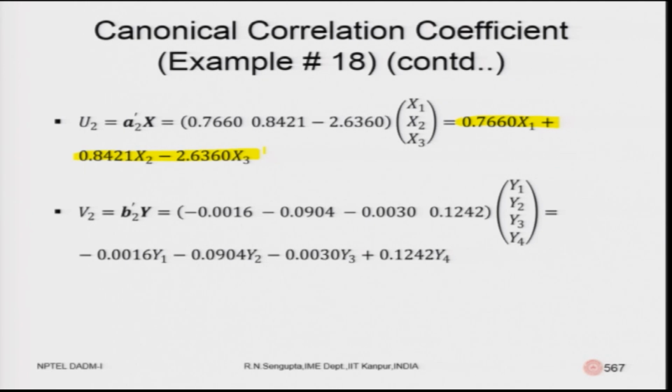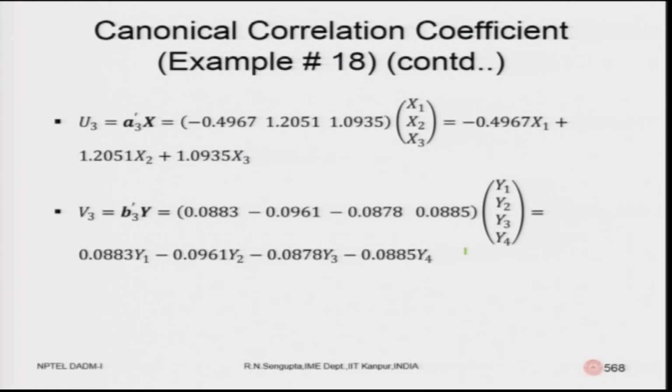Similarly, when we find the linear combination of b2 and y, the second set v2, formed by the combination of b and y, comes out like this: minus 0.0016 y1 minus 0.0904 y2 minus 0.0030 y3 plus 0.1242 y4. So, there are 4 variables here.